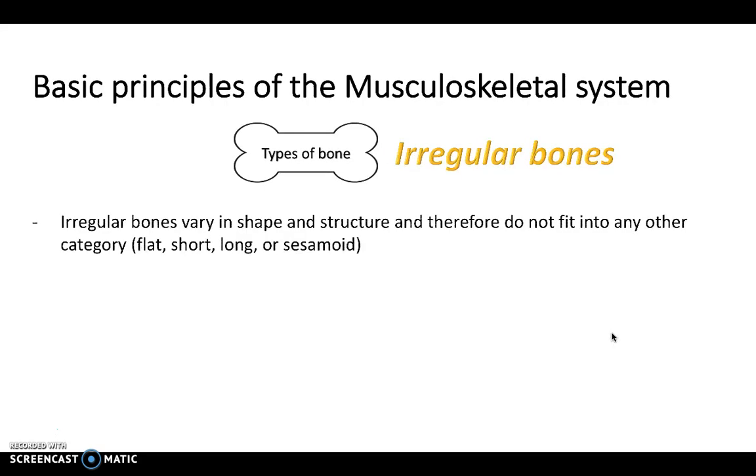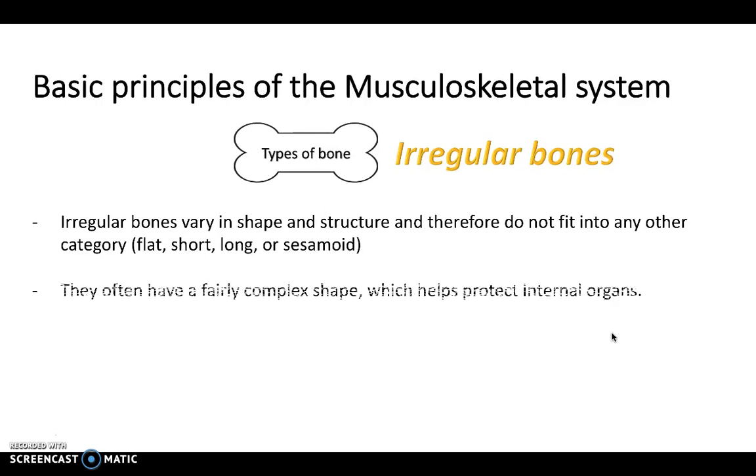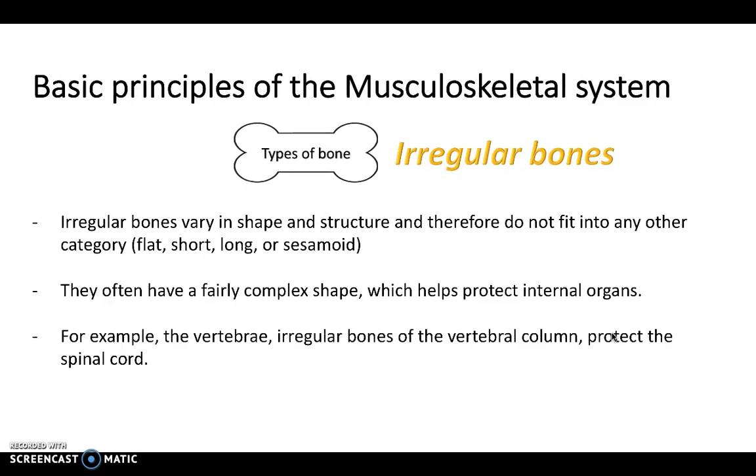Next we have irregular bones, and these are any that just don't fall into our classification system. So these vary in shape and structure, and these can be flat, short, long or sesamoid, and they don't really fit into any of those categories, however, because they've got a complex shape, and it helps protect an internal organ, for example the vertebra. This is an irregular bone, but it provides the vertebral column with protection.